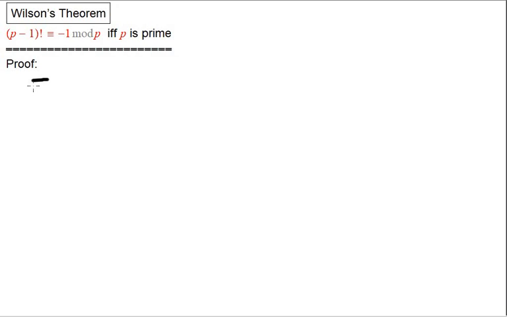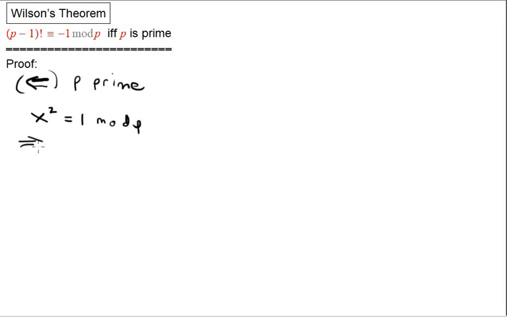First, consider the direction where P is a prime. I'm going to do kind of a group theory proof. So consider the elements such that they're their own inverse. So consider elements where x squared is equal to 1 mod P.